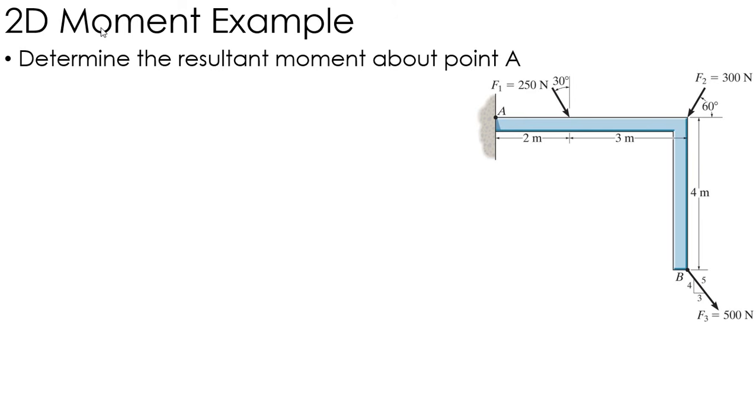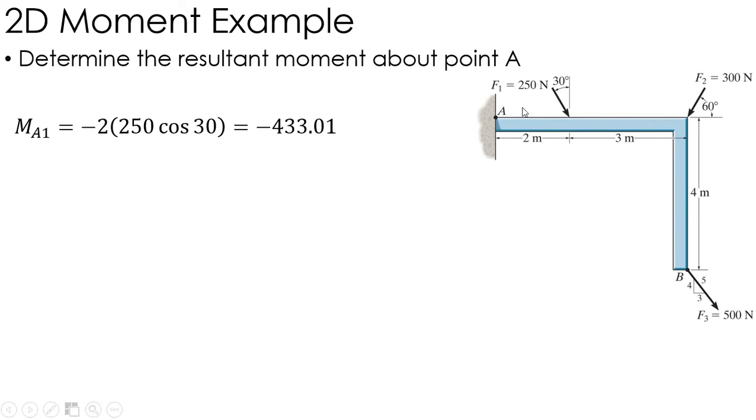Okay, so in this problem, we want to determine the resultant moment of all of these forces about point A. So I've got these three forces. I've got 250, 300, and 500 in these specific directions at these specific locations. And what we're going to do is find the moment of each force about point A and then sum them together. So starting with force 1, the 250 Newton force.